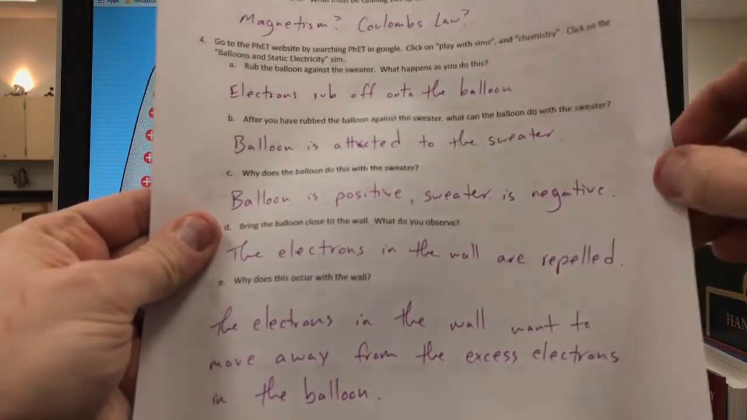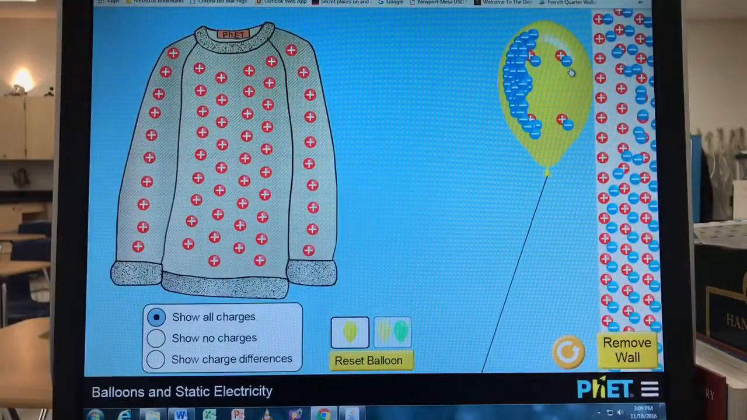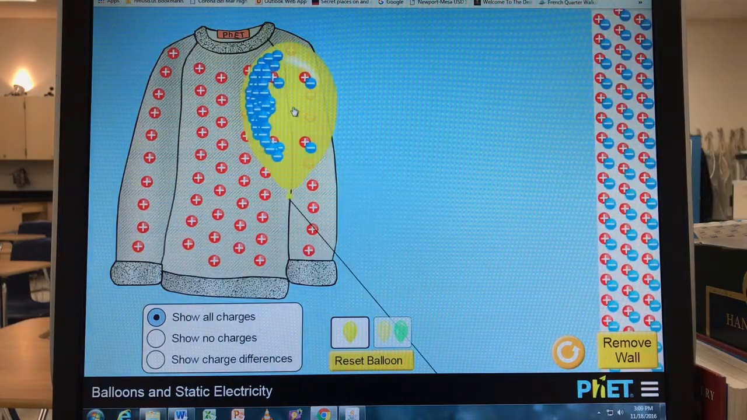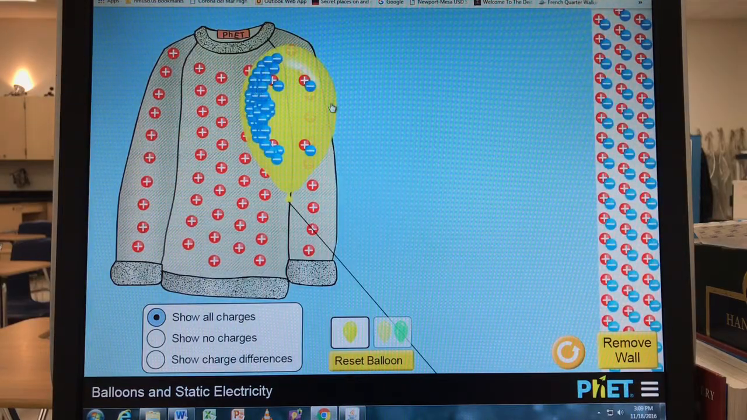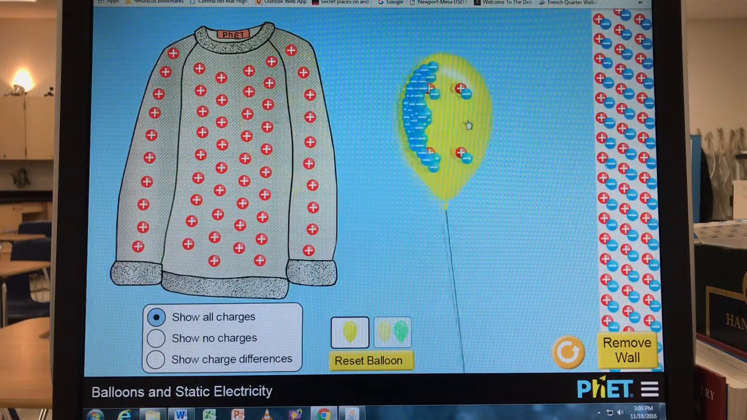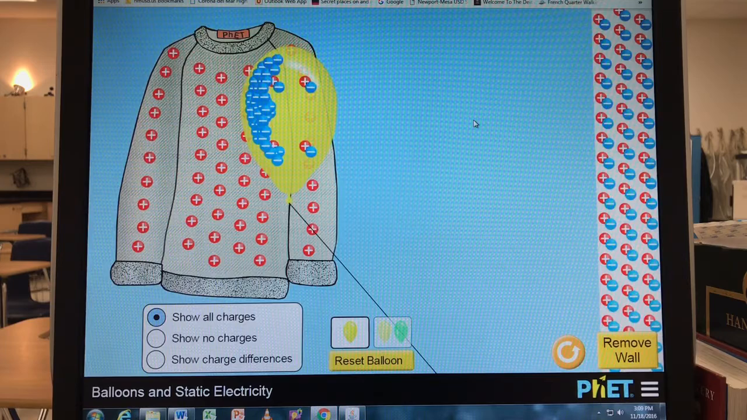Okay. So, going on to the second part of this. The phenomenon we're witnessing right here is called static electricity. And we've seen this before. Things come out of the dryer. If you didn't use a dryer sheet, things are very staticky. The socks stick to each other and stick to you.